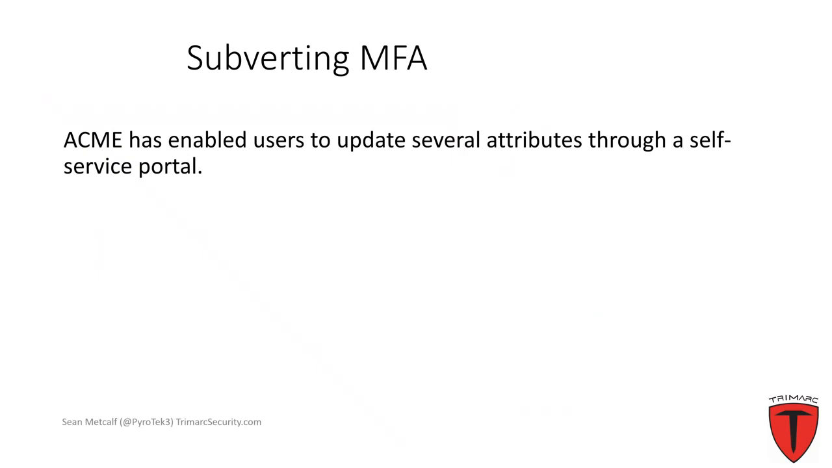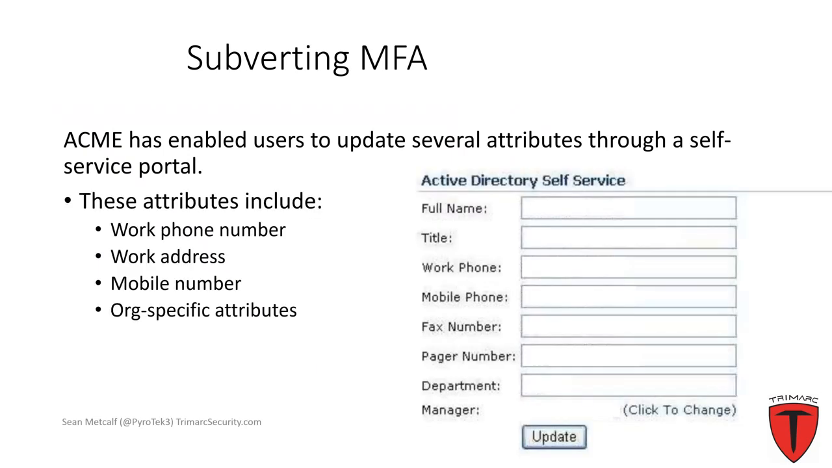Many organizations have a self-service portal, so users, be they employees or contractors, can update specific attributes for their account. Typical MFA configuration is the admin account is associated with the person's user account for the mobile number. And here in the self-service portal, they have a number of attributes that the user themselves can update: full name, work phone, mobile phone, department potentially, etc.